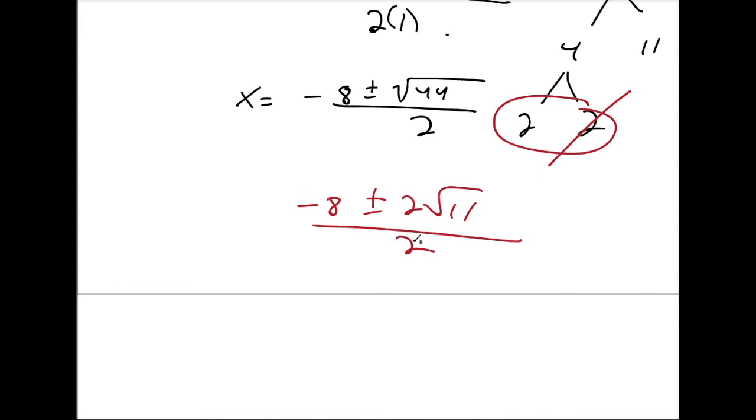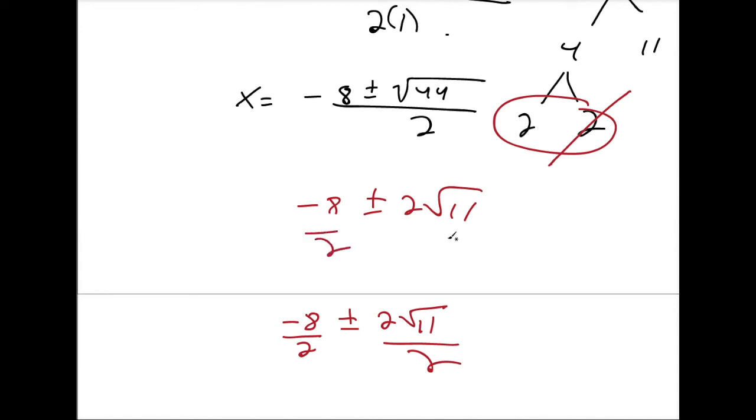And you can actually simplify this too by splitting the fraction. So you split your fractions, and it becomes -8 over 2 plus or minus 2 root 11 over 2. You basically do this, and that 2 goes over here and over here. So now that you have it split, you can simplify it now like a regular fraction.